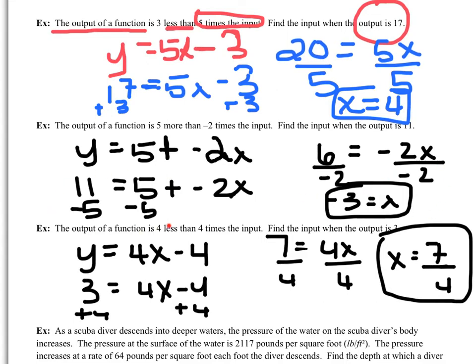And you can kind of see the whole process here, and then I just brought it over to this side. And then here, the output y is 4 less than, so that's where that minus 4 comes from. 4 times the input is my 4x. Solve using reverse PEMDAS, you actually get x equals 7 over 4. If you said 1 3/4, that's fine.